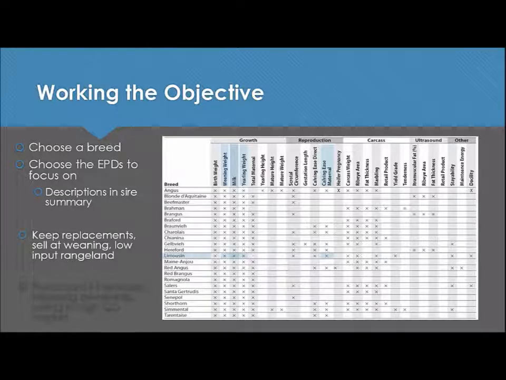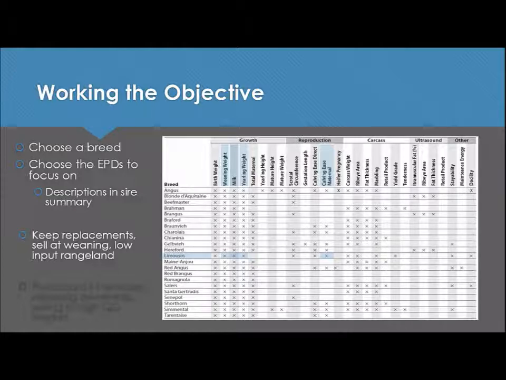So let's say I'm a producer and I keep replacements. I sell my calves at weaning, and I have a low input type of environment. I don't have a lot of resources available to me. So I might be interested in things like, let's say I chose Limousin as the breed I wanted to use. There are a few less EPDs in that breed compared to some of the other breeds. If we had chosen Red Angus, we might be interested in heifer pregnancy or maintenance energy. We don't have those things available in Limousin.